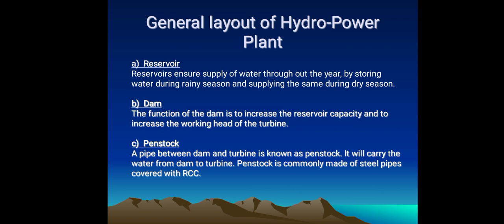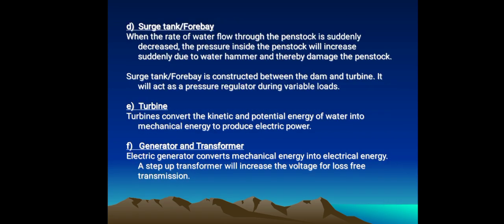The general layout of a hydropower plant consists of reservoir, dam, penstock. First of all, we will see about the reservoir. Reservoirs ensure the supply of water throughout the year by storing water during the rainy season and supplying the same during the dry season. Dam. The function of the dam is to increase the reservoir capacity and to increase the working head of the turbine. Penstock. A pipe between the dam and turbine is known as a penstock. It carries the water from the dam to the turbine. Penstock is commonly made of steel pipes covered with RCC.